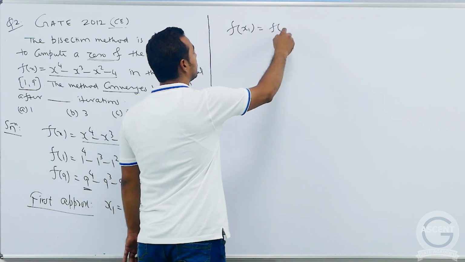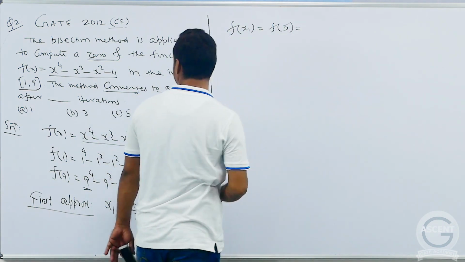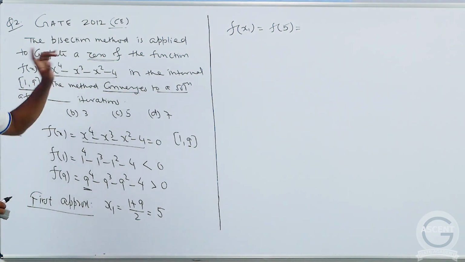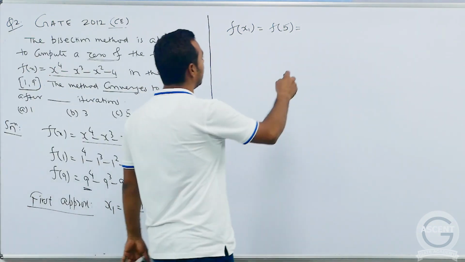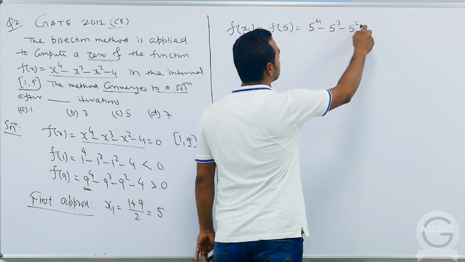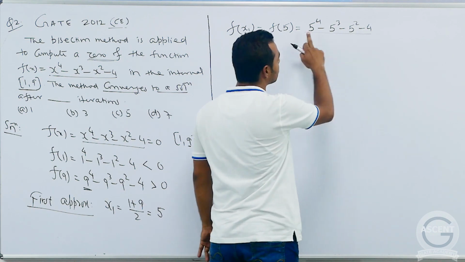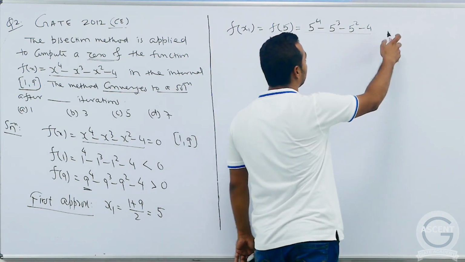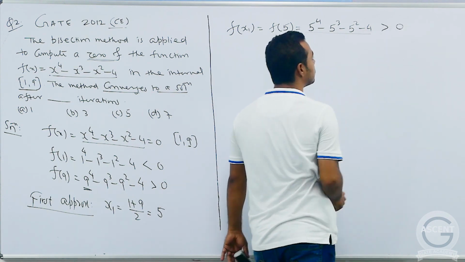So f of x1, this will be f of 5. This is your expression for f of x. Now in place of x we have to write 5. So this will be 5 to the power 4 minus 5 cube minus 5 square minus 4. Now again this will be 625 minus 125 minus 25 minus 4. So this will come out to be positive.